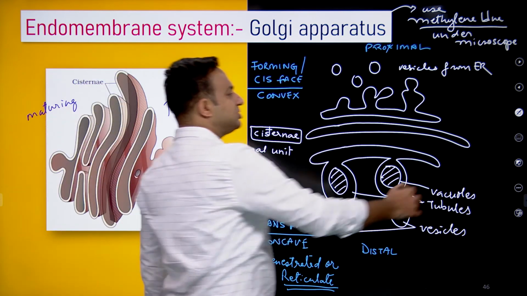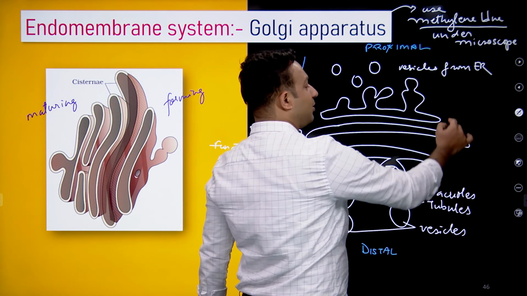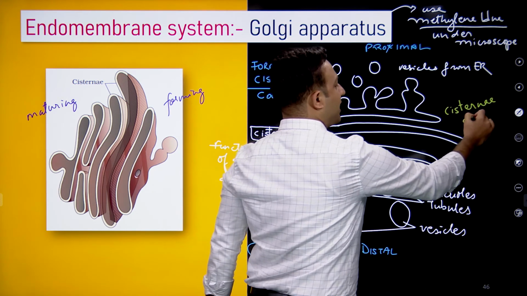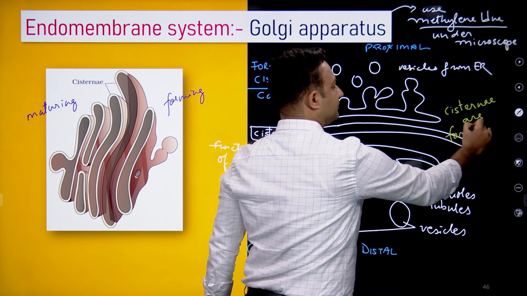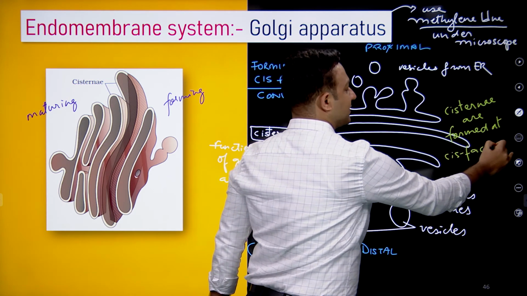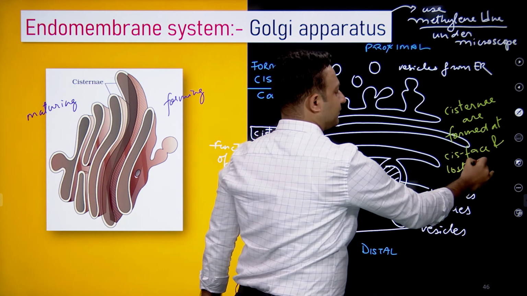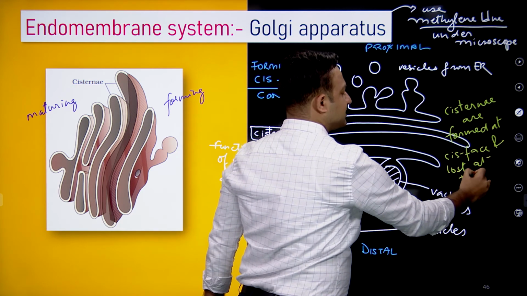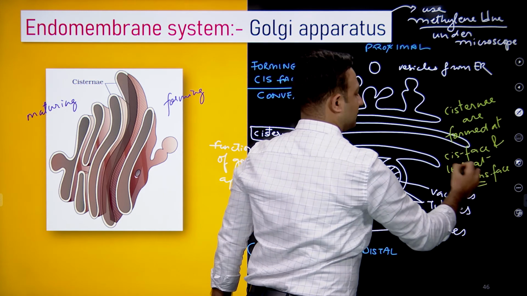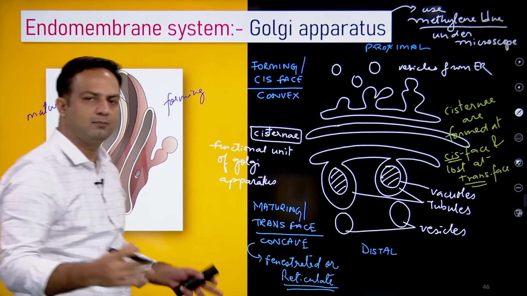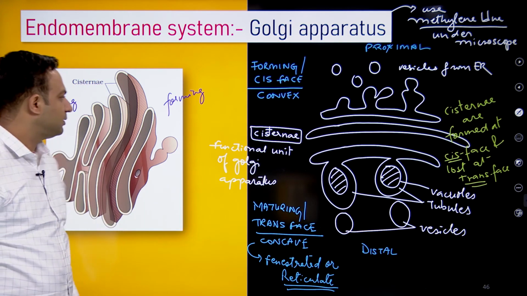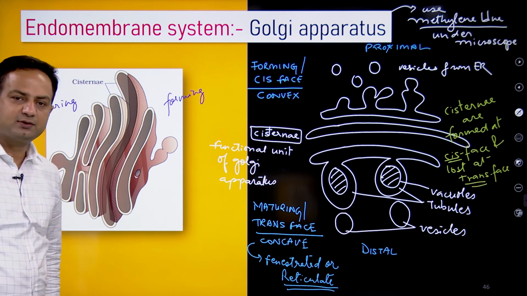So here I can mention the golden line about Golgi. Cisternae are formed at cis face and lost at trans face. Just simple and easier one, right? So this is the structure comparison that we have studied.